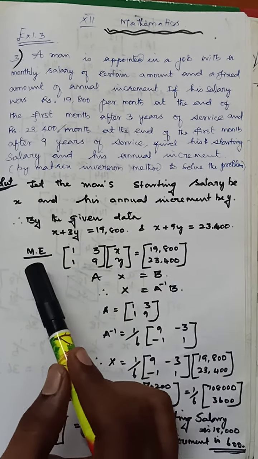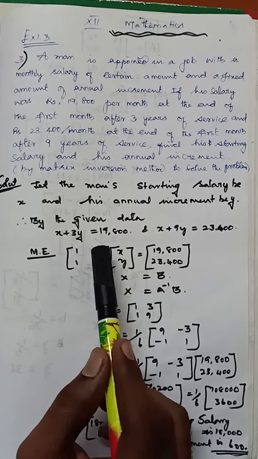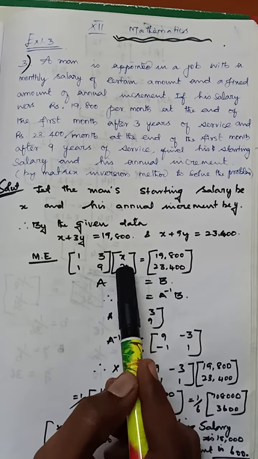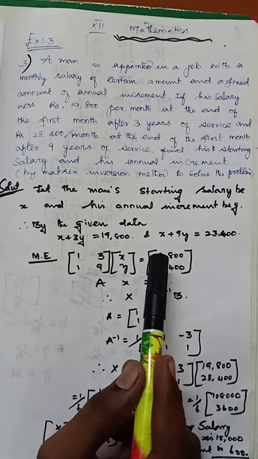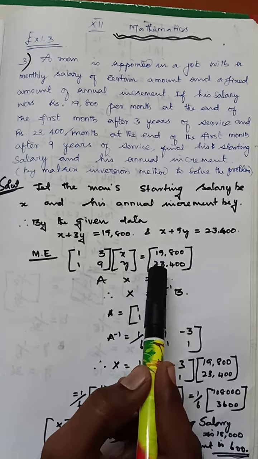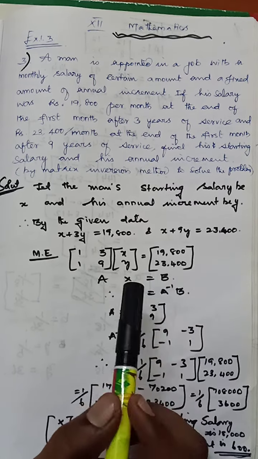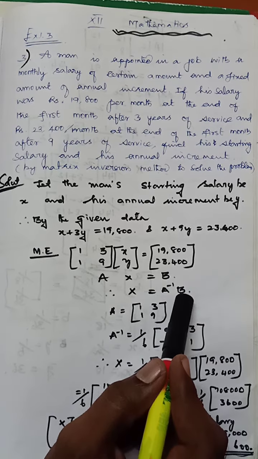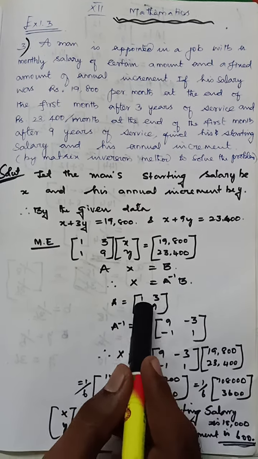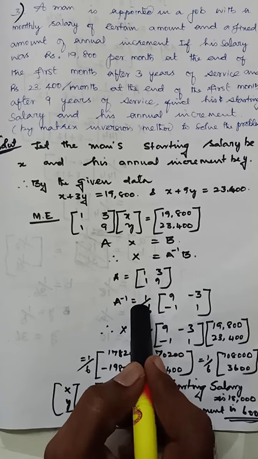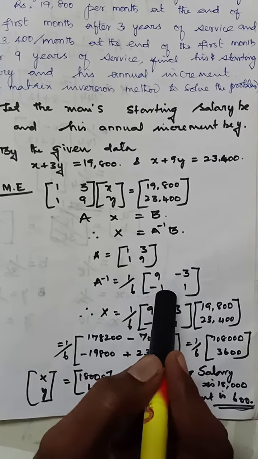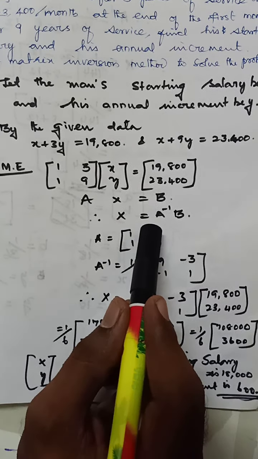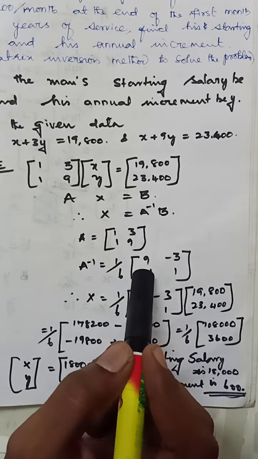You have to write in matrix form: 1 3, 1 9, X Y as usual, and your constants, these two are called the constants, 19,800, 23,400. So AX equal to B, X equal to A inverse into B. So A inverse as usual is 1 by determinant of A into adjoint of A. What is your adjoint of A? Interchanging the diagonal elements, you have to change the sign here, -3, -1.